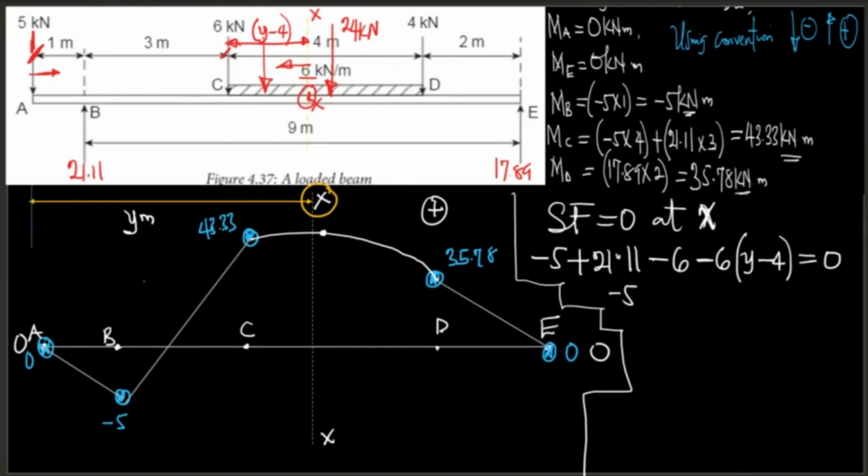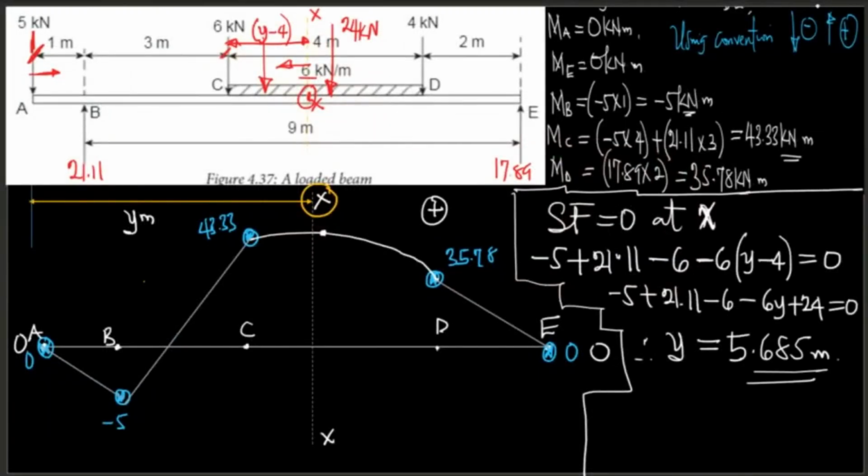So you are now going to have minus 5 plus 21.11 minus 6 minus 6y plus 24 equals 0. Can someone give me the value of y? It's going to be minus 5 plus 21.11 minus 6 plus 24, and then whatever you get, take it to the other side. Just give me the value of y because of time, guys. Thank you. 5.685. So that distance there is 5.685, so I can indicate that here.